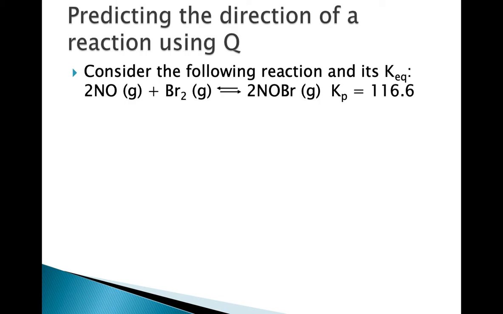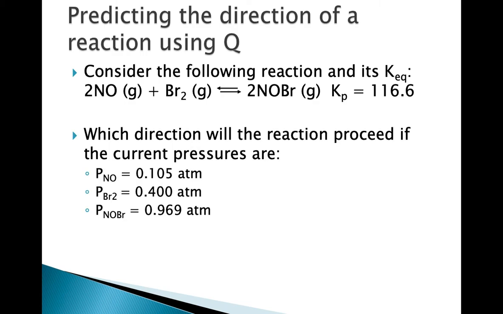So here we're asked to consider the following reaction. We have 2NO plus Br2 making 2NOBr. We're told the equilibrium constant is 116.6. And we want to know what direction the reaction will proceed if the current pressures are 1.05 atmospheres of NO, 0.400 atmospheres of Br2, and 0.969 atmospheres of NOBr.